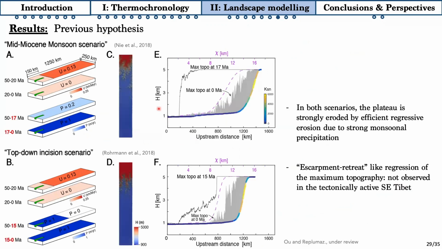So the results of those two scenarios show that the plateau is strongly eroded by the efficient regressive erosion due to the strong monsoonal precipitation. And this kind of escarpment retreat, regression of the maximum topography is not observed in the tectonically active Southeast Tibet. So we cannot apply that to our study zone, the Southeast Tibet.